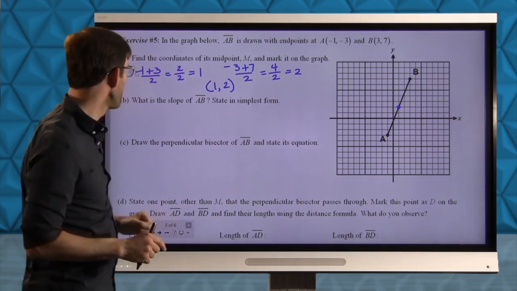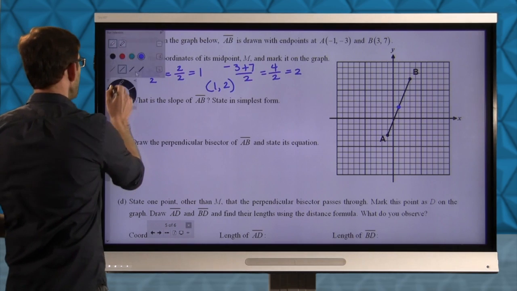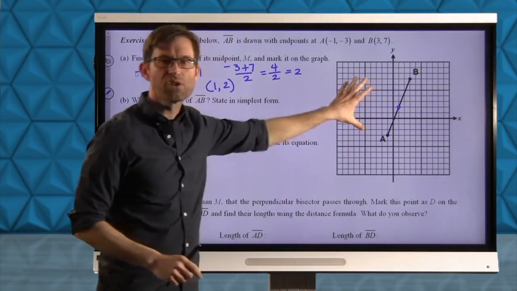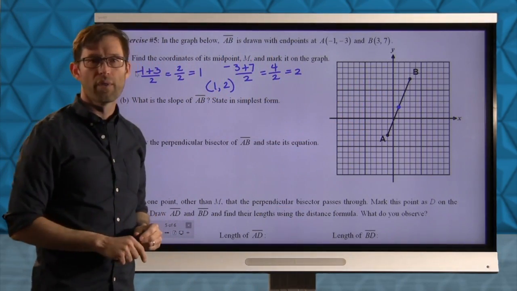All right, let's take a look at letter B. Letter B says, what is the slope of AB? State in simplest form. So I just want to know the slope of AB. Why don't you go ahead and do that?